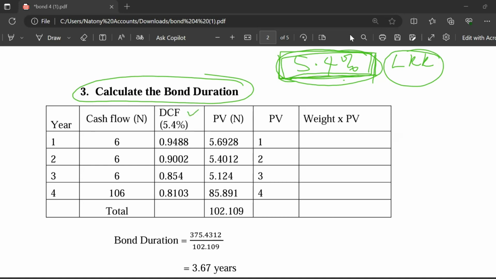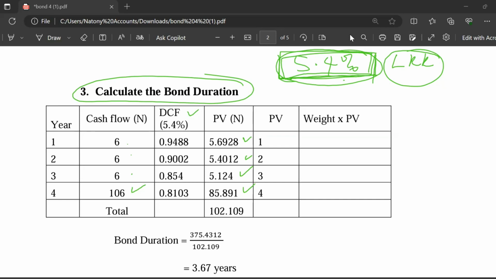So with this YTM of 5.4%, cash flow year one is 6, year two 6, year three 6, and the final year 106, which is interest plus principal, discounted at 5.4%. So year one will be 5.6, 5.4, 5.1, 85.891.